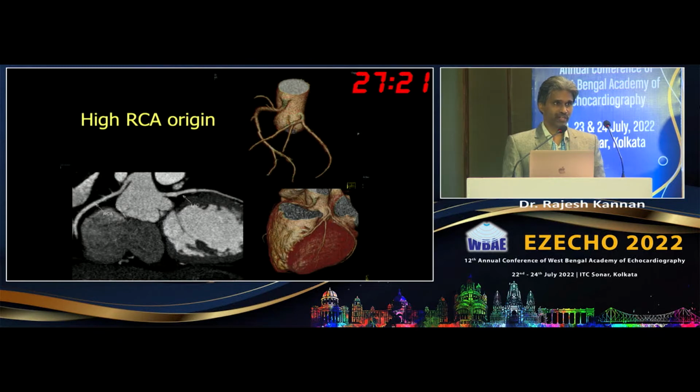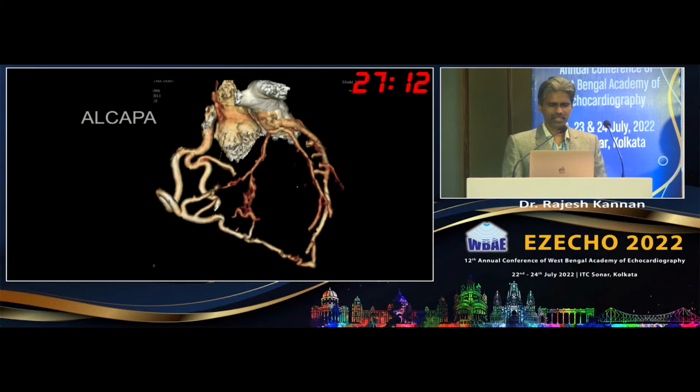A high origin of a coronary artery is sometimes very difficult to identify by looking only at the level of the sinuses. The case of an ALCAPA, aberrant left coronary artery, where you can see that the right coronary artery is grossly dilated, hypertrophied, and the left main coronary artery is arising from the pulmonary artery.